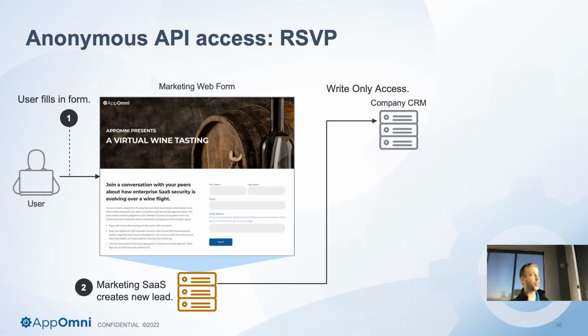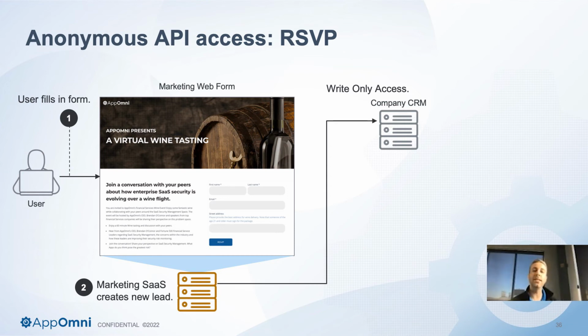So I'm going to walk you through an event that happened not that long ago, and I'm going to use AppOmni as an example. So this, of course, didn't happen to us, but we're not going to name the person that was actually breached. So let's say that I'm hosting a wine event, and I'm going to set up an RSVP form, and I'm going to use a SaaS application to host that. So I have this marketing web form, and it's connected to a third-party application, my company CRM, on the back end.